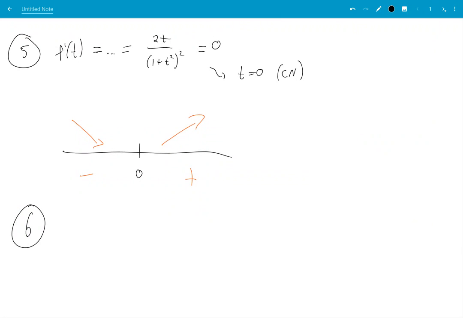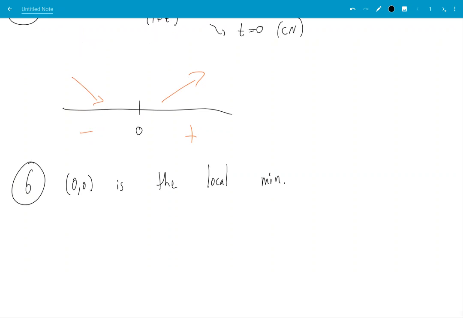Relative extrema. So looking at this diagram, I see 0, 0 is the local min. That's it, that's all. What is 7? Probably concavity diagram.